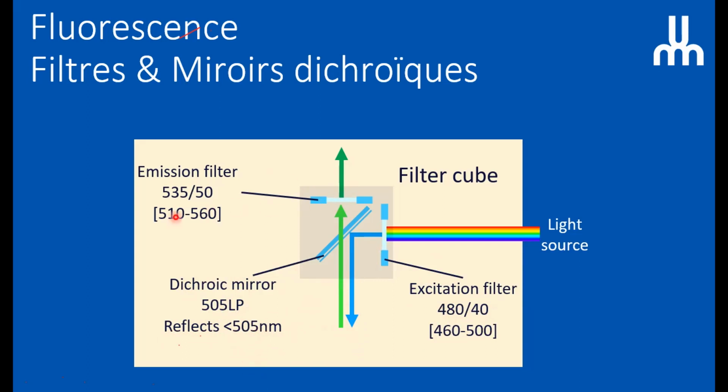So that's why we put another filter here, the emission filter, same thing as the excitation filter, 535/50. It has a width of 50 and it's centered on 535. So it lets wavelengths from 510 to 560 nanometers go through.